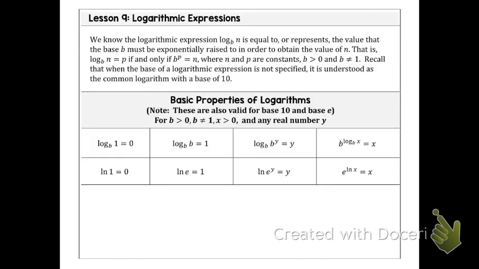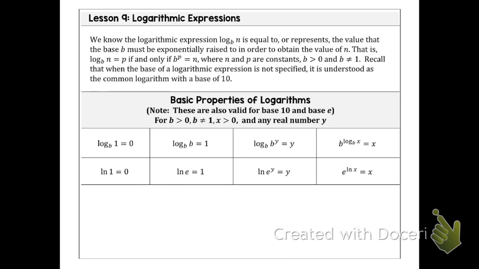All right, so we know that the log expression log base b of n represents the value that the base b must be exponentially raised to in order to obtain the value of n. That is, log base b of n equals p if and only if b to the p equals n, where n and p are constants, b is greater than 0 but not equal to 1. Recall that when the base of a log expression is not specified, it is understood as a common log with a base of 10. All right, so what we have here is log base b of n is equal to p.